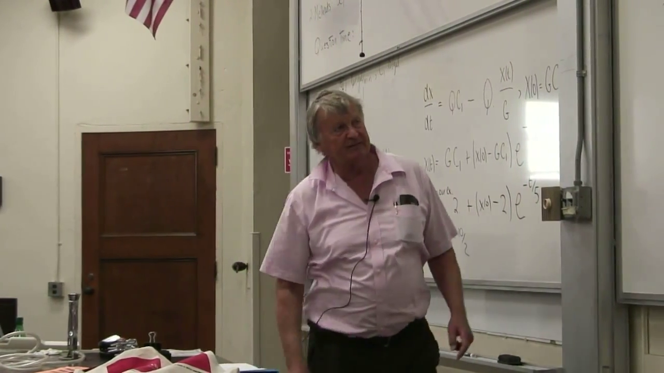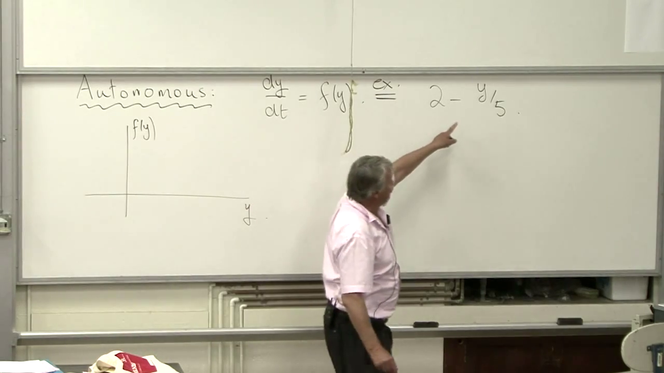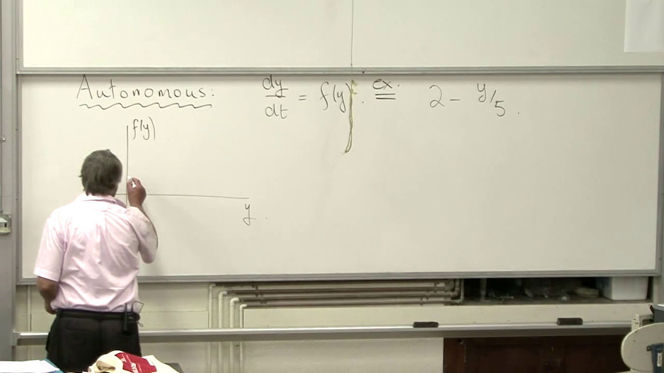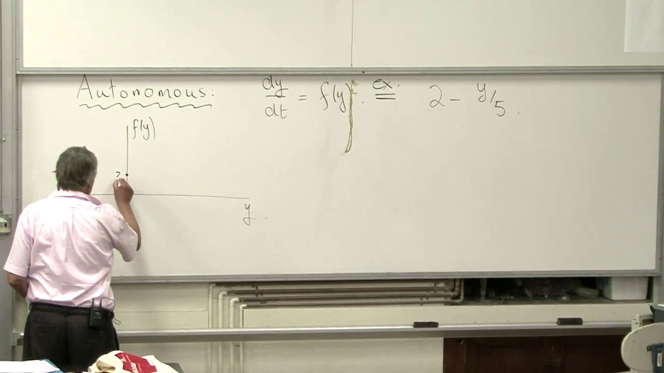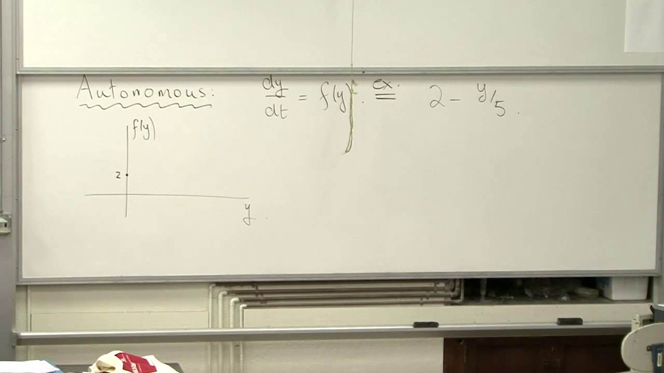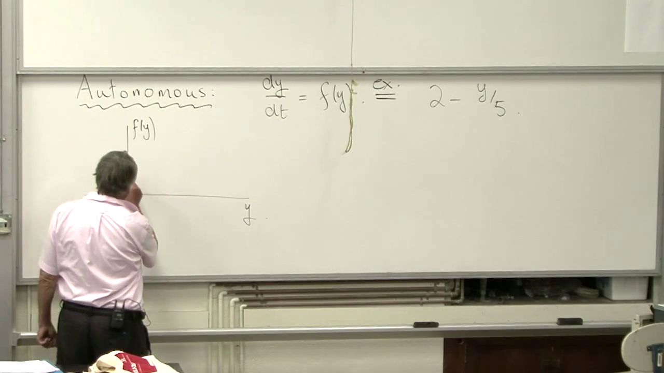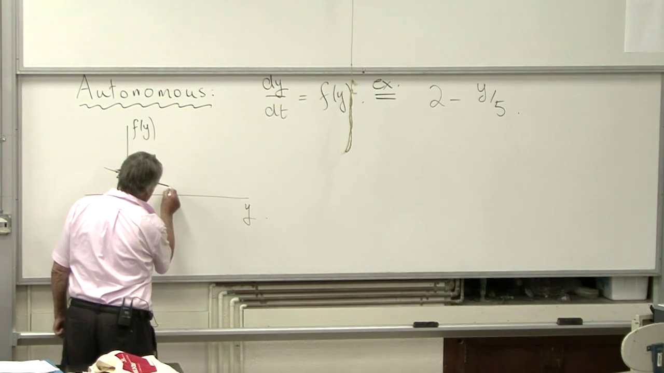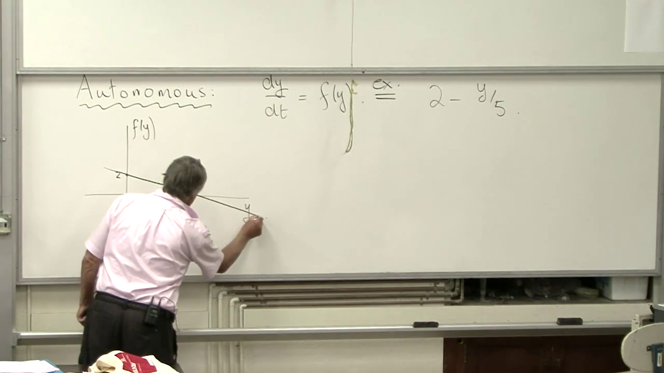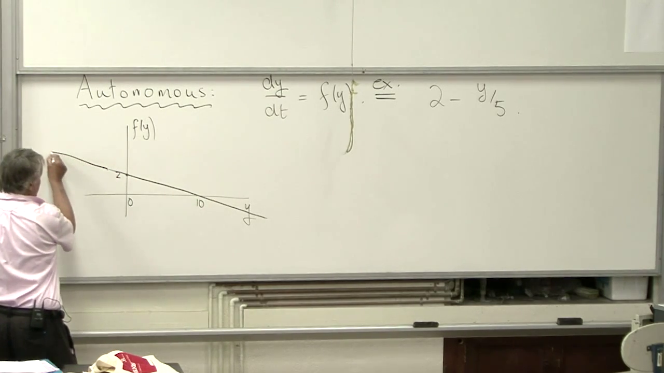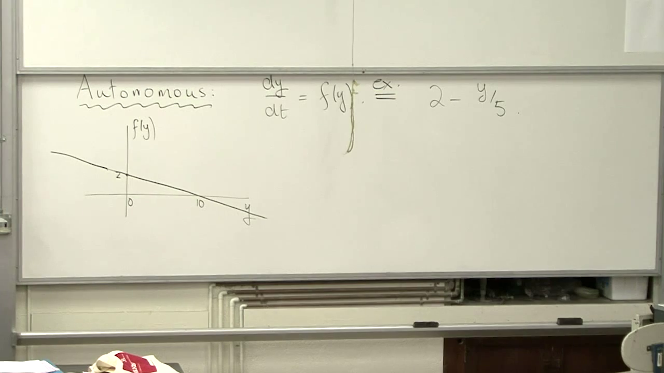So this is our f of y, 2 minus y over 5. Well, at y equals 0, f is 2. It's a straight line with slope minus a fifth, and it'll hit the y-axis at y equals 10. So it comes like that. Okay? So that's 10, 0 here.